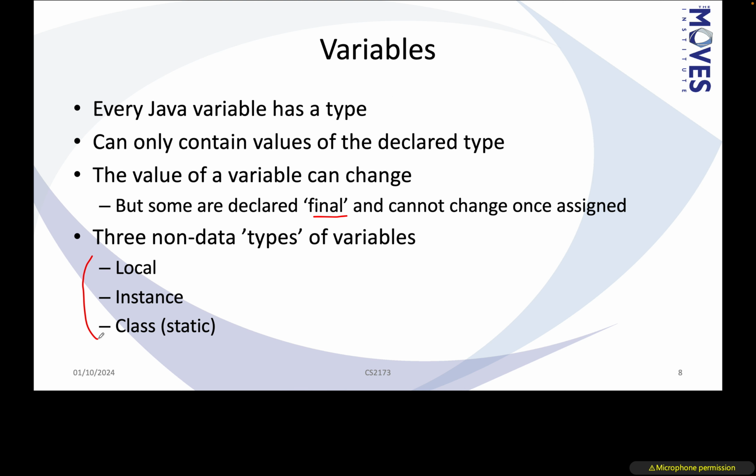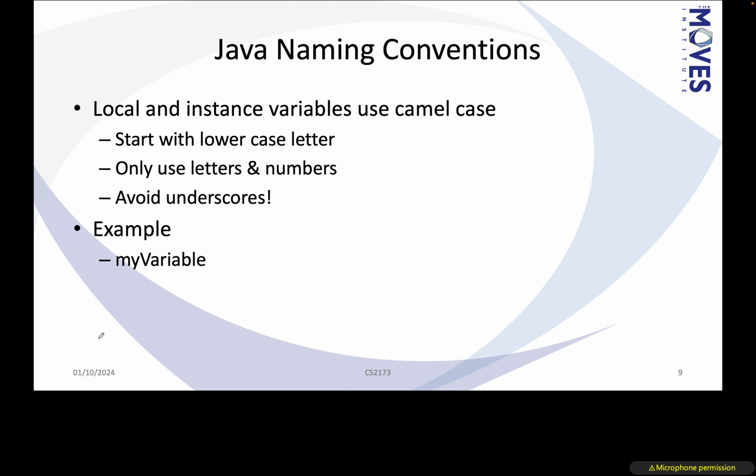And then class variables exist basically throughout the whole program. But scope is something which comes into play there, and we'll circle back to that. Okay.